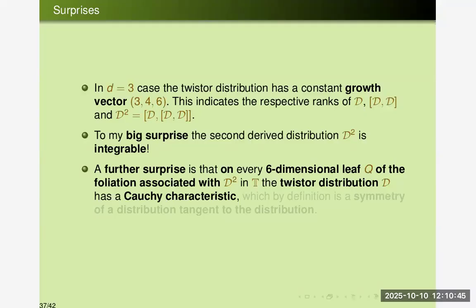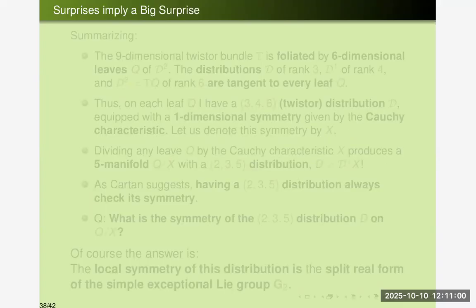So now I restrict everything to one leaf. One leaf is 6-dimensional, and I have a 3, 4, 6 distribution there. This 3, 4, 6 distribution has a Cauchy characteristic, meaning a symmetry along the distribution. So let me summarize.